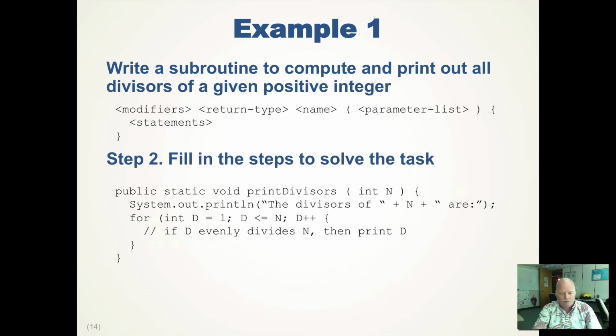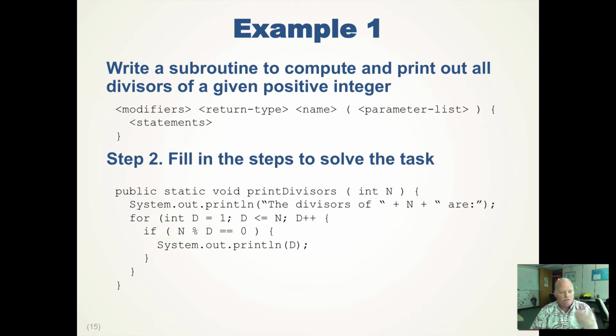I missed a close paren on my for loop. Oops. Now, if d evenly divides into n, well, how do we do that? So it's n mod d equals 0. So if n mod d equals 0, then we print out d. And finish the for loop, and then this subroutine, if I remembered to put in the close parentheses right after the d++, it would print out all the divisors of n from 1 to n.